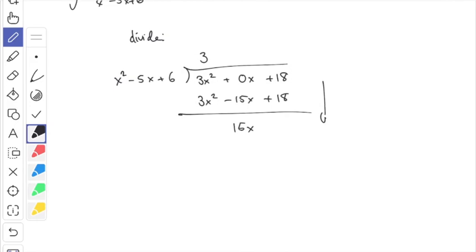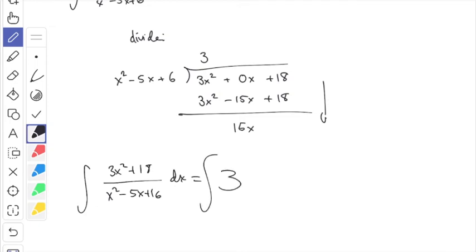So my quotient then equals, so I'll just write the original integral again. It equals 3 inside the integral, and then plus the remainder, and the remainder is 15x over the original denominator. So we just had to do long division one step, and now we get something which is appropriate for the partial fractions, because the numerator degree is now less than the denominator degree.